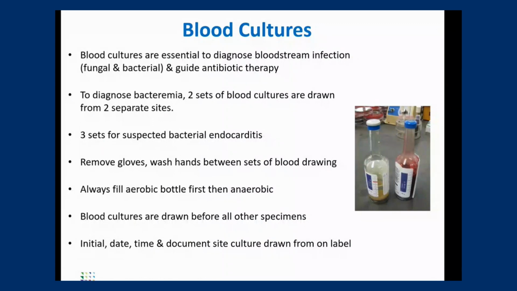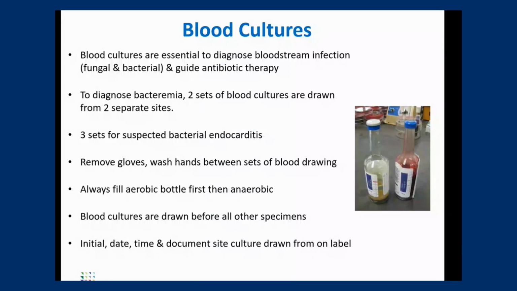When obtaining blood cultures, normally you're going to be getting 2 sets of blood cultures, except for the case if there's suspected bacterial endocarditis. That's when you're going to be getting 3 sets of blood cultures. So you want to make sure you're using clean gloves, washing your hands before each set of blood cultures. Always going to want to draw for the aerobic bottle first, then the anaerobic. And they should be drawn before any other specimen. If you have a CBC or CMP to draw, always do blood cultures first.